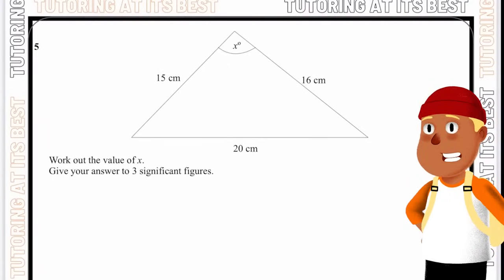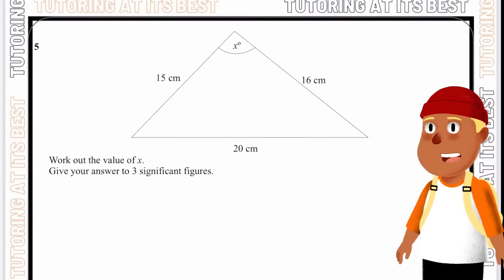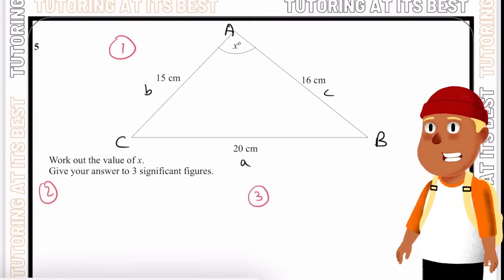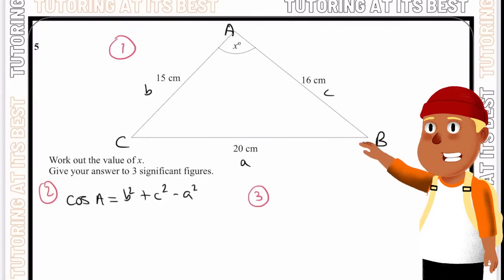Alrighty, let's go for question 5. But this time we've been given an angle to calculate. So again, if I label this, we'll have A, B, and C, and then I'll have my lowercase letters. So instantly I've gone ahead and done step 1 already. And now we need to go for step 2 and for step 3. So because we're working with an angle, we need to rearrange our formula. And that's going to be cos A equals B squared plus C squared minus A squared over 2BC.